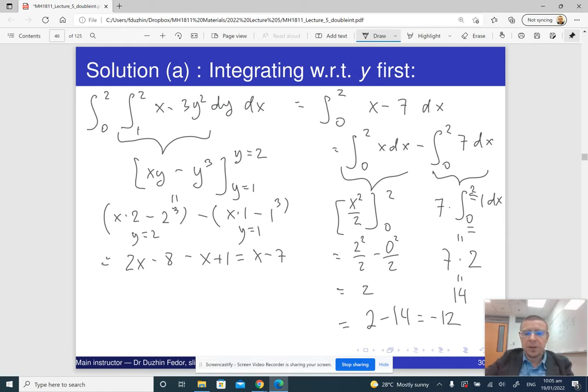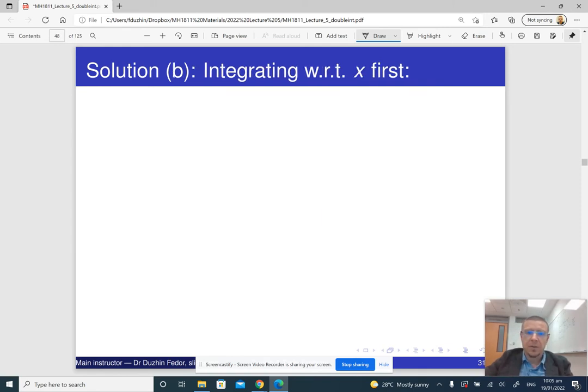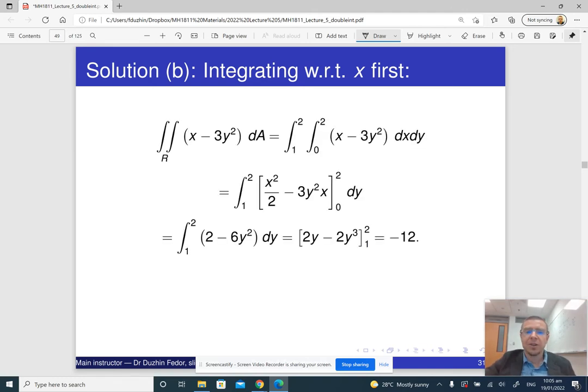All right. So this is how it goes, and here is the answer. So notice that we could instead integrate with respect to x first. I'm not going to write it on the screen, so let me just explain what's going on here. It is exactly the same integral. What changes is the order of integration. Instead of dy dx, we have dx dy.